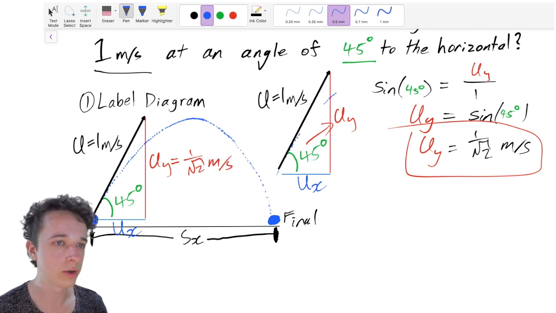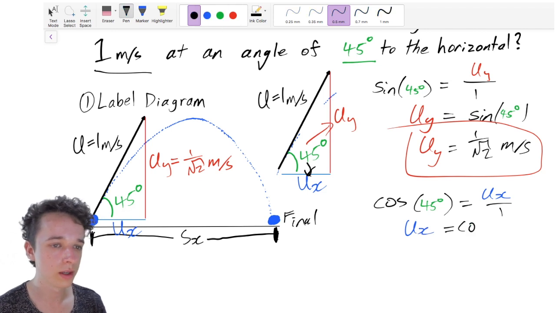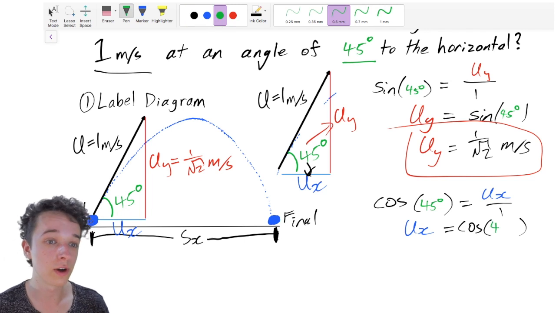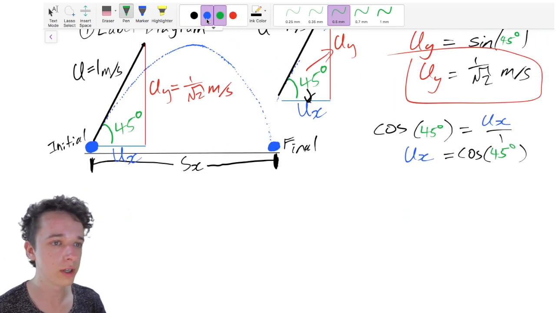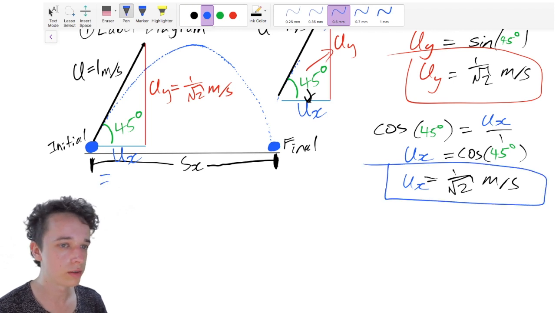And if you do u of x as well, which I'll do, u of x is adjacent to the 45-degree angle, so we're using cos. So cos of 45 degrees is equal to adjacent over hypotenuse. So we have u of x over 1, so u of x is equal to cos 45. And we know from earlier that cos 45 is also 1 over root 2. So u of x equals 1 over root 2 meters per second. And I'll write that on the diagram as well.